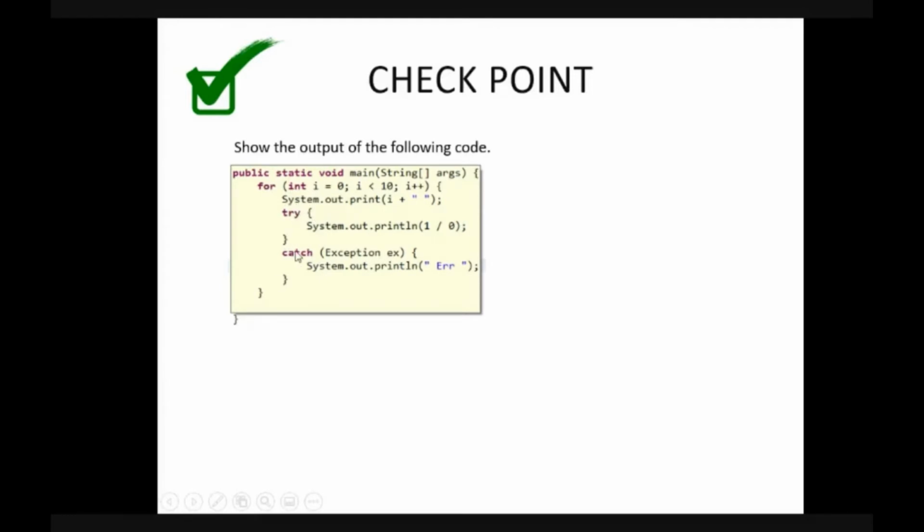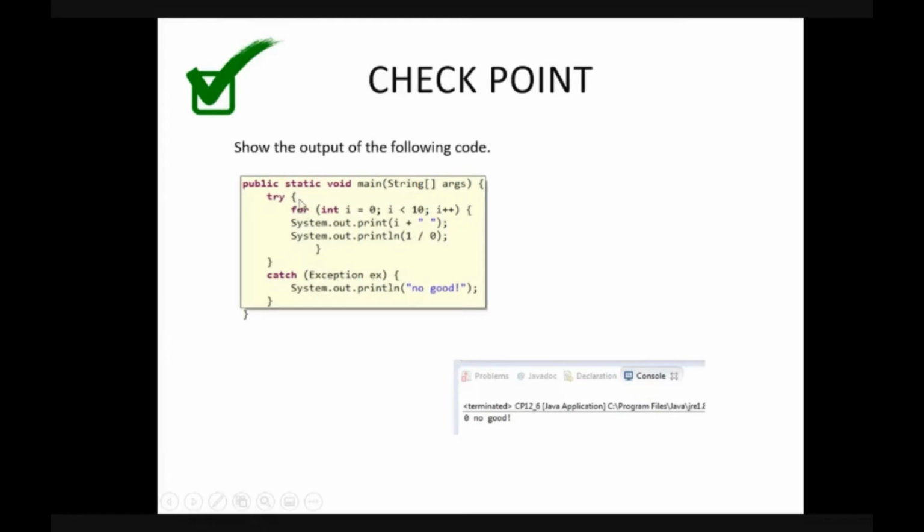Now, in this exercise, your for loop is in the try. You try once. You came here. You cannot do 1 divided by 0. There is an error. You jump to the catch. Then it is over. You cannot come back into the for loop here.